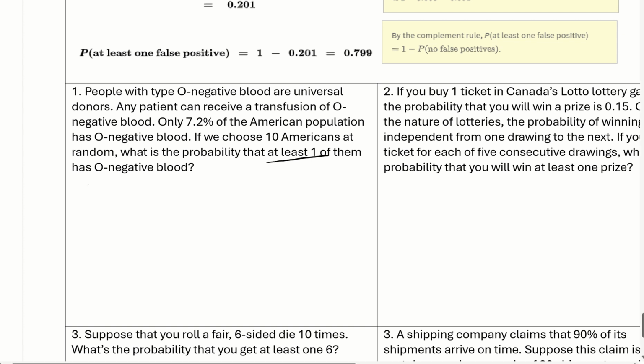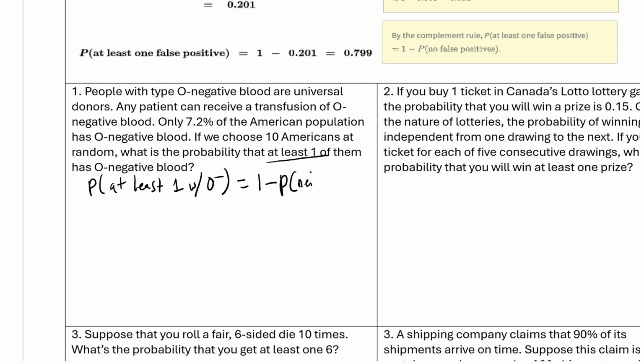All right, so we got the probability of at least one with O negative. The opposite of that is to have no people with O negative. So nobody has O negative. That's the opposite, okay? So if we find that, then we can just subtract that from 1. So the 1 minus the probability that neither of the 10 have O negative. Okay, so we need to find that.